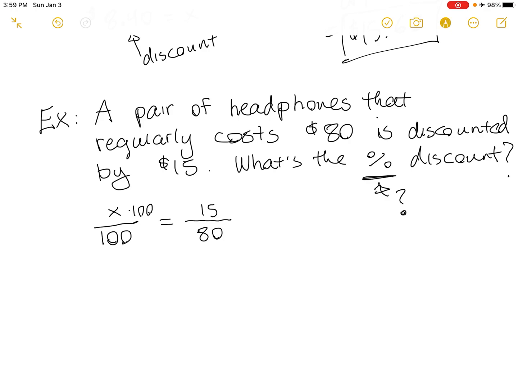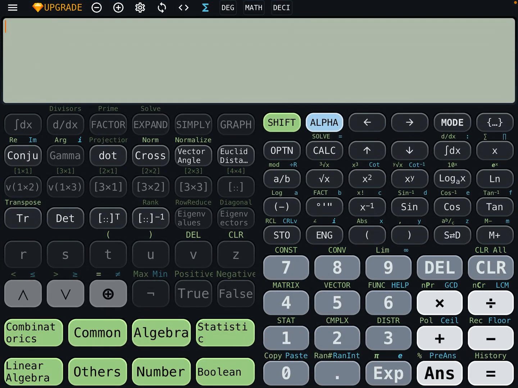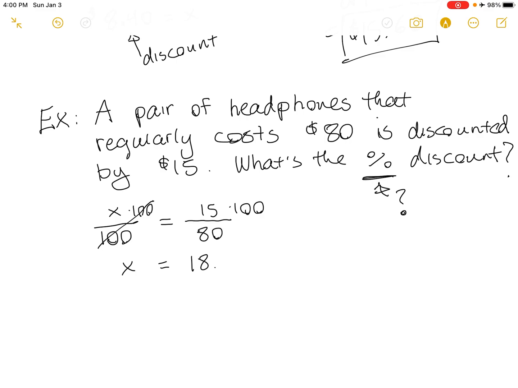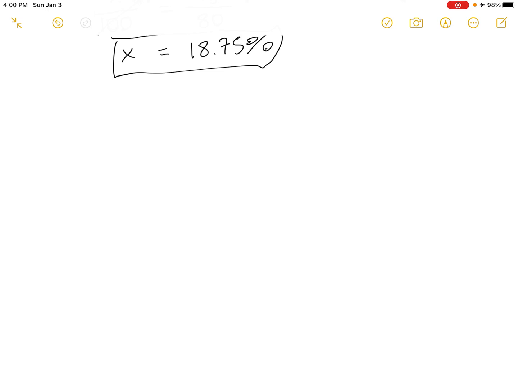I'm dividing it by 100, so I have to multiply both sides by 100. So cancel. And then x equals 15 divided by 80 times 100. 15 divided by 80, and then times 100. 18.75%. Okay, so that's another type of question that you could get where you don't know the percent and you're trying to find the percent.